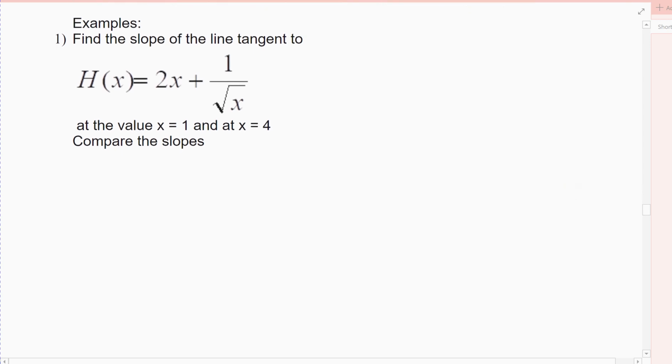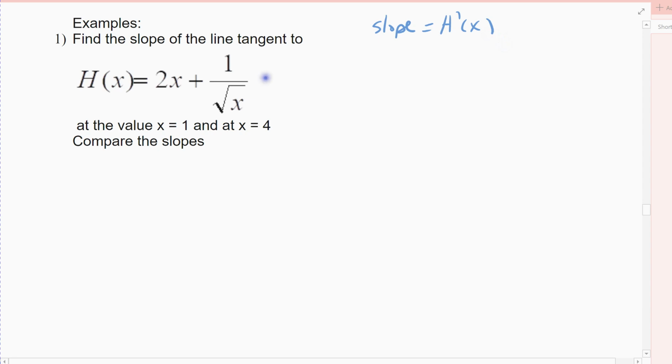As the first example, find the slope of the tangent line of h of x, given, at 1 and 4 and compare the slopes. In this first example, we're not asking you to find the tangent line. We just want to find the slopes at 1 and 4 and then compare, and what does it tell me about my function h of x. Remember, slope, which is my rate of change, is found using my derivative.